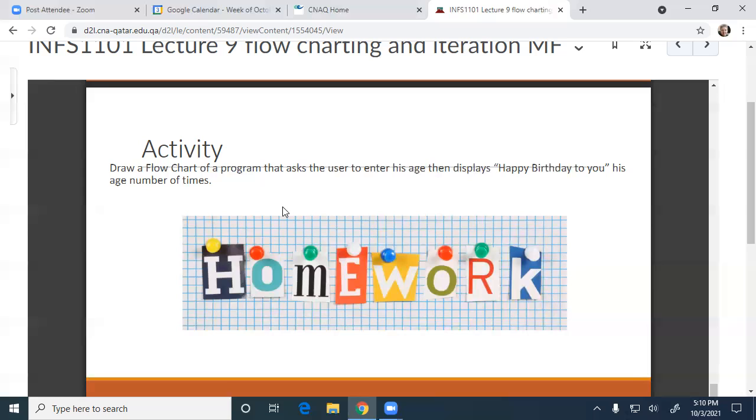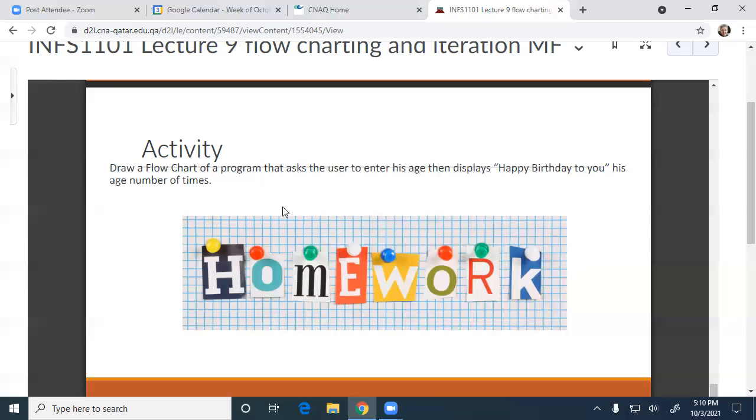Counter equals 0. I've got to make sure I got that in the right place. But you know what we're missing is the happy birthday. Then I have to print happy birthday. Now we're missing another thing as well. No, that's it.